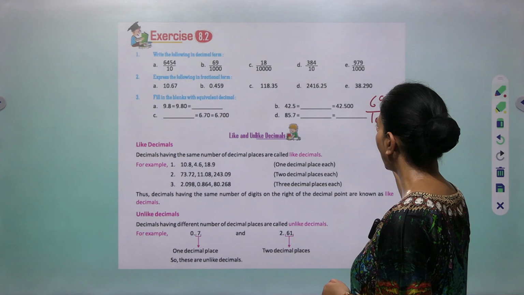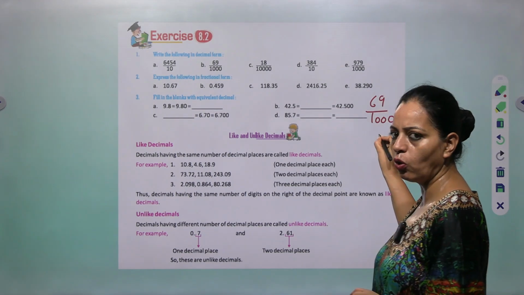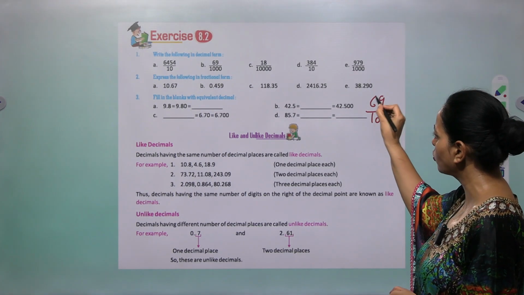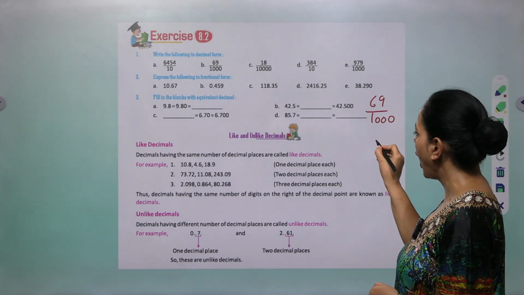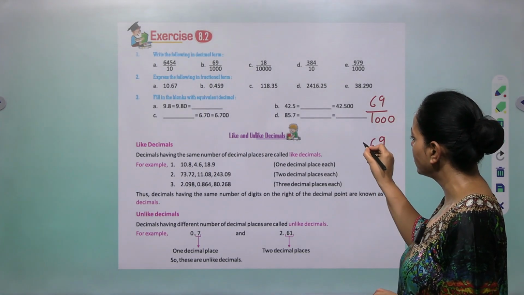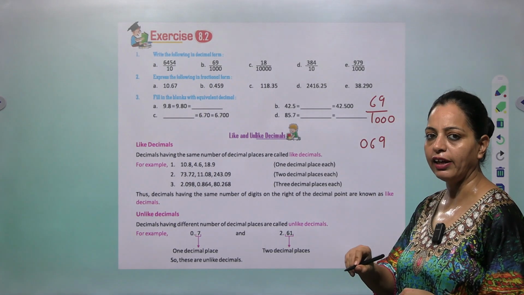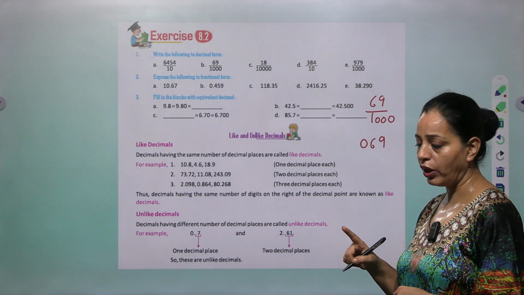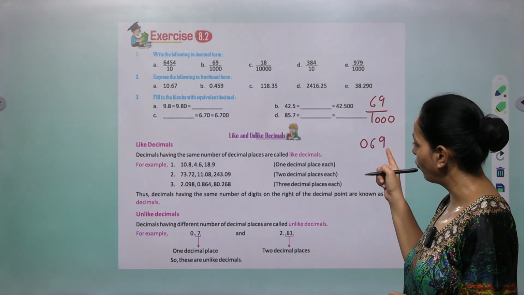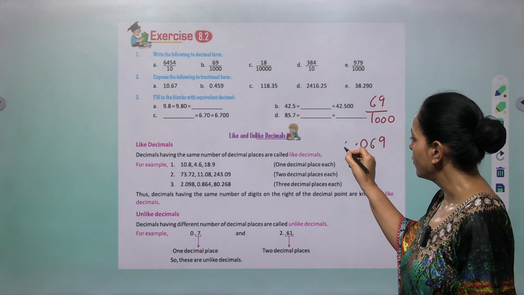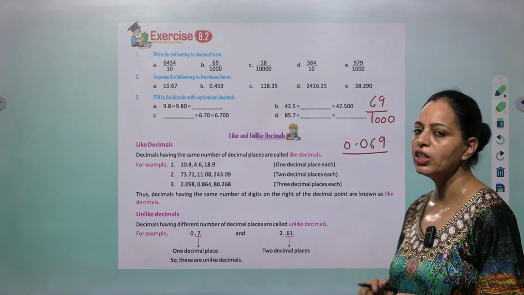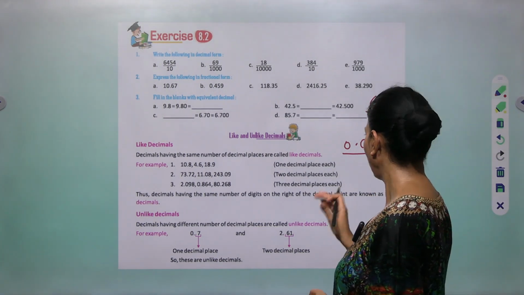Now B part, 69/1000. How many zeros are in the denominator? 3 zeros. So what will you do? आपके पास ऊपर तो 2 digits हैं, तो आप इसको 3 कैसे बनाएंगे? 0 you will add over here before 6. Okay, 9 के बाद नहीं, before 6, so it becomes 0.069. So I hope it's clear.